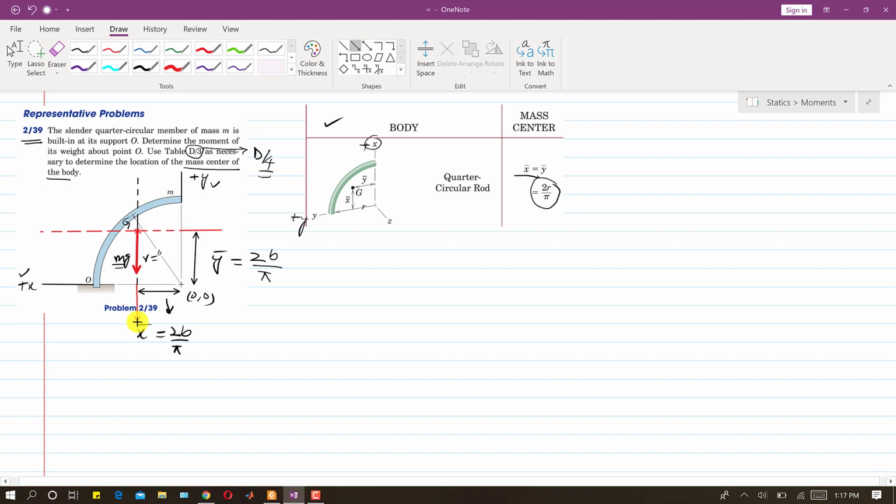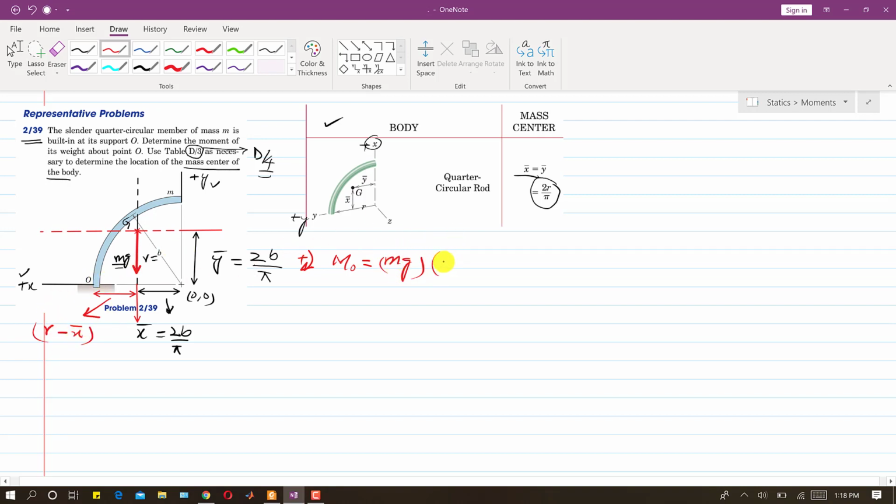Now the perpendicular distance of this force from this point O will be equal to r minus x', right? So this is the moment arm for this weight. Now if you want to find the moment about point O, it will be equal to mg, and let's assume that the clockwise moment is positive. So it will be mg into its moment arm.